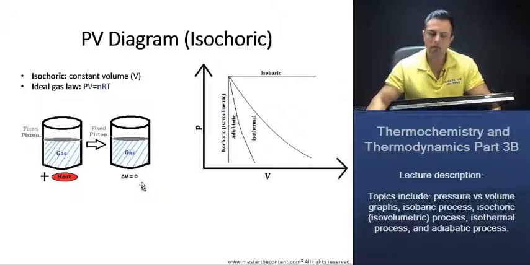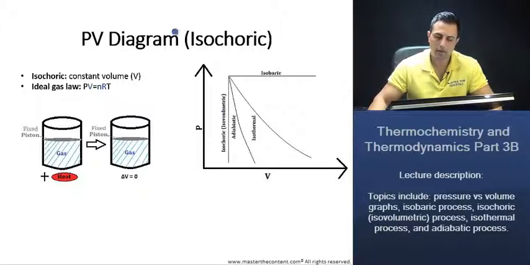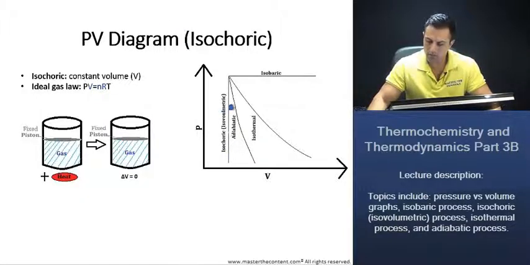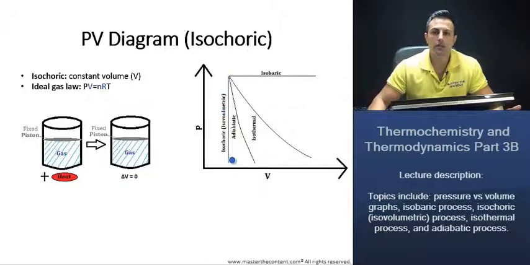Let's talk about isochoric processes. If we look here, this is our isochoric process right here. Another word that you'll commonly see besides isochoric is isovolumetric. Isochoric and isovolumetric both just mean constant volume. And according to the ideal gas law, if the volume is constant and so is the gas, any increase in temperature will be an increase in pressure.